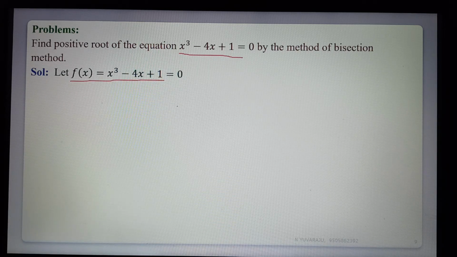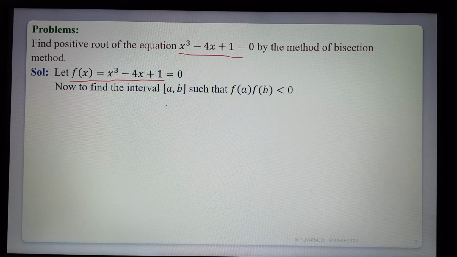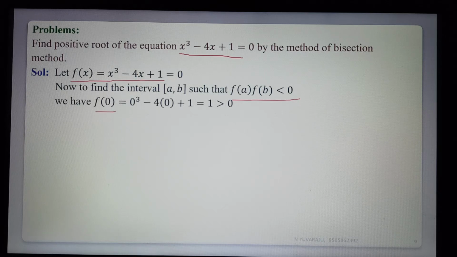So first assumption, we have to find the interval. To find the interval, first substitute 0, 0.5, your wish, no problem, 0, 1, 2, 3, 4 up to so on, or 0, 0.5, 1, 1.5 up to so on, choosing any one. So now we have to find the interval a comma b such that f of a into f of b is less than 0. So first substituting f of 0. F of 0 is equal to 0 cube minus 4 into 0 plus 1. That is the positive value.